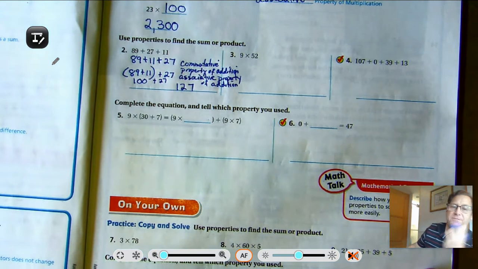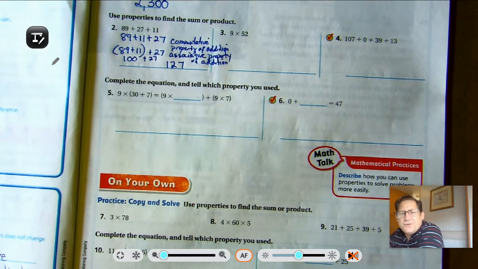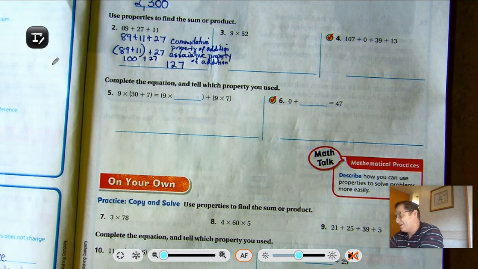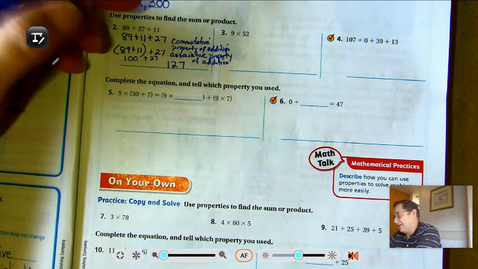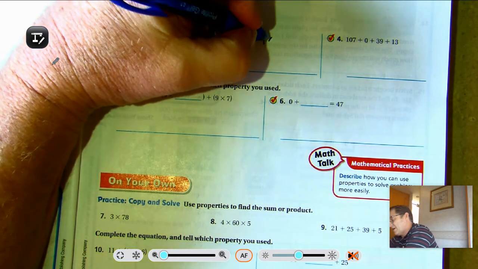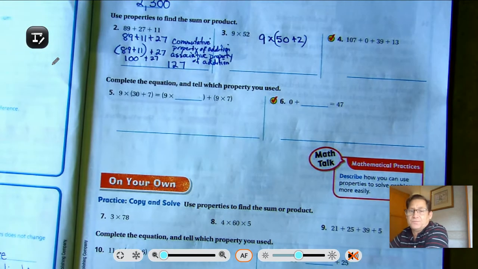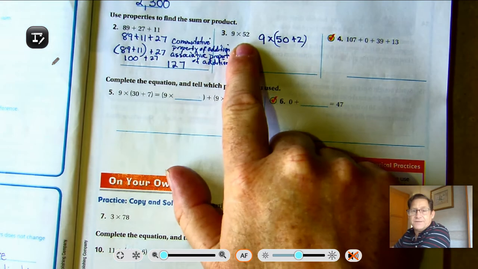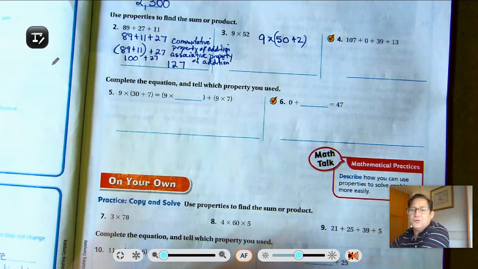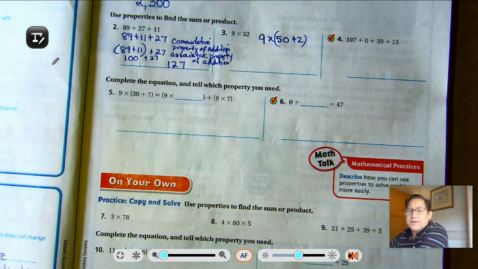All right, number 3, 9 times 52. Rather than going just 9 times 52, we could multiply that and use regrouping, no problem, but we're trying to use some of our math properties to make this easier. I think we can use the distributive property in this one. So if we change the 52 into 9 times 50 plus 2, you see what I did? All I did was take the 52 and break that up into 50 and 2.